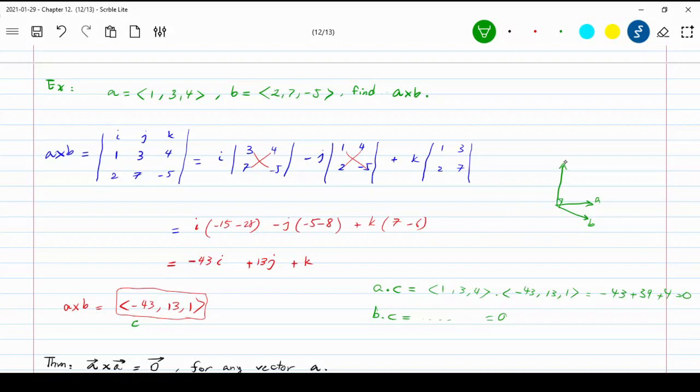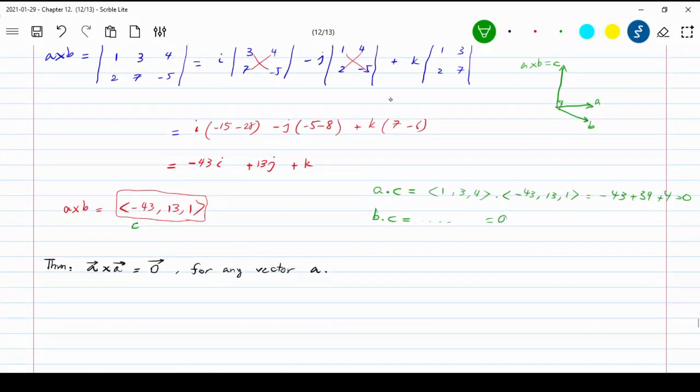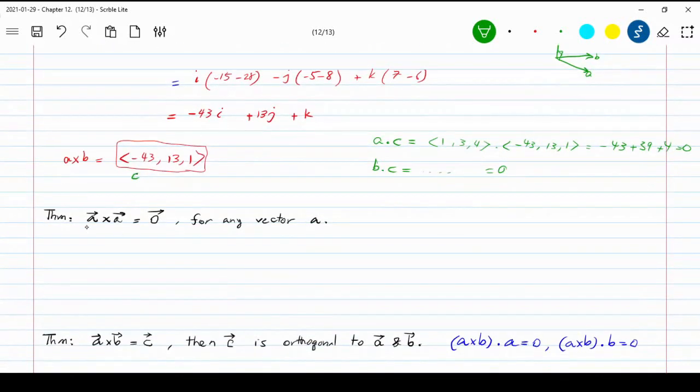That's what it means. This is the cross product A cross B. We can call it C. Okay, I think maybe the order I wrote it is not right. A here, B there. There we go. There is a theorem that if you calculate A cross A, you would get 0 for any vector A.